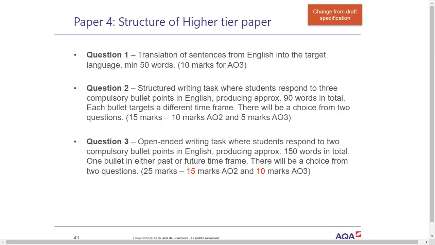So the small change here is the proportion of marks for AO2 and AO3 in question 3, which, as I said, gives a much better split. Translation is in sentences rather than a passage to make the task more accessible, and also to ensure students don't miss words out, as they may do when the text is presented as a passage. And again, we're the only exam board to have sentences at higher tier.